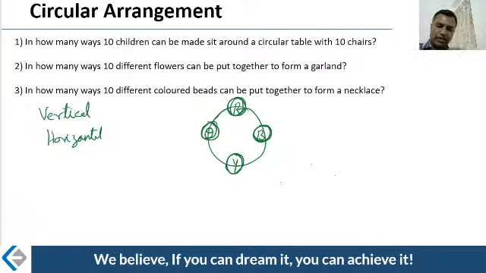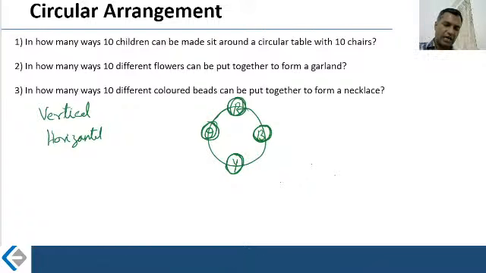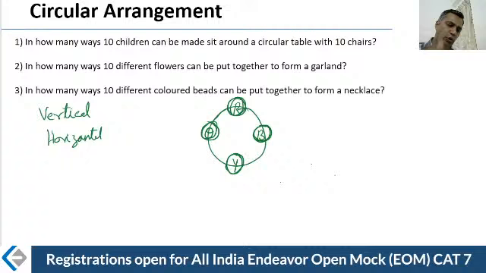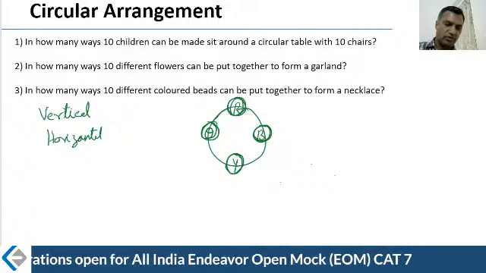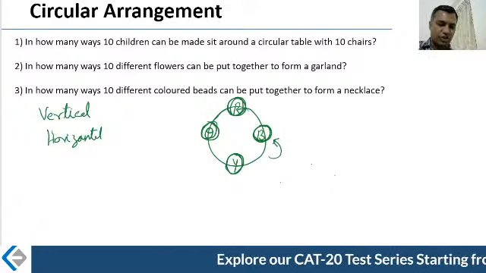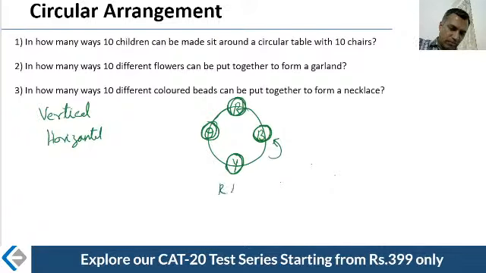In the sense, this ring can be seen from two sides. From one side, red, blue, yellow, orange are in clockwise direction. Just go to the other side, flip to the other side and check. In one way, red, blue, yellow, orange are in clockwise direction. The way we are seeing it, it's clockwise.